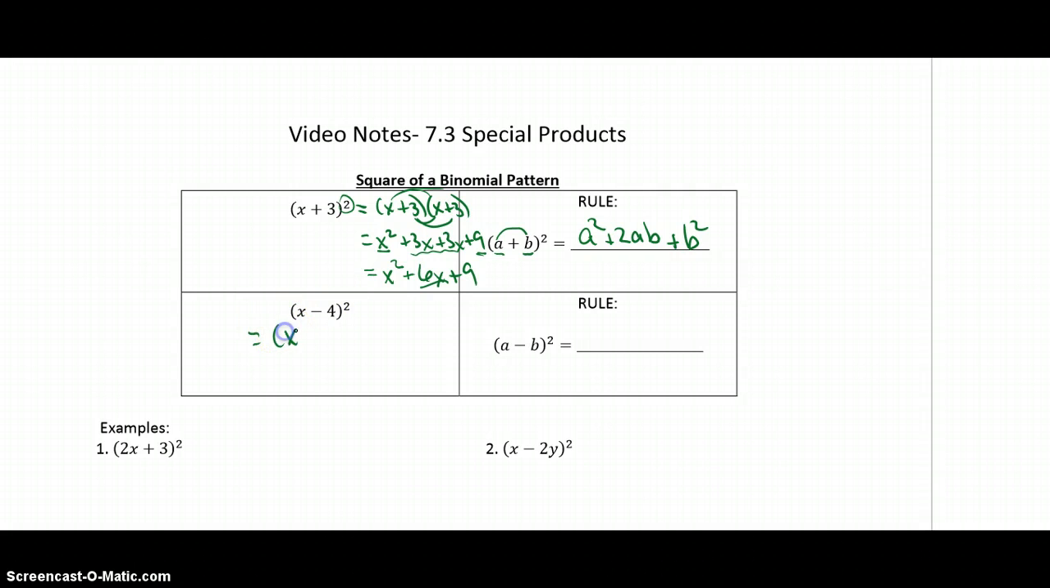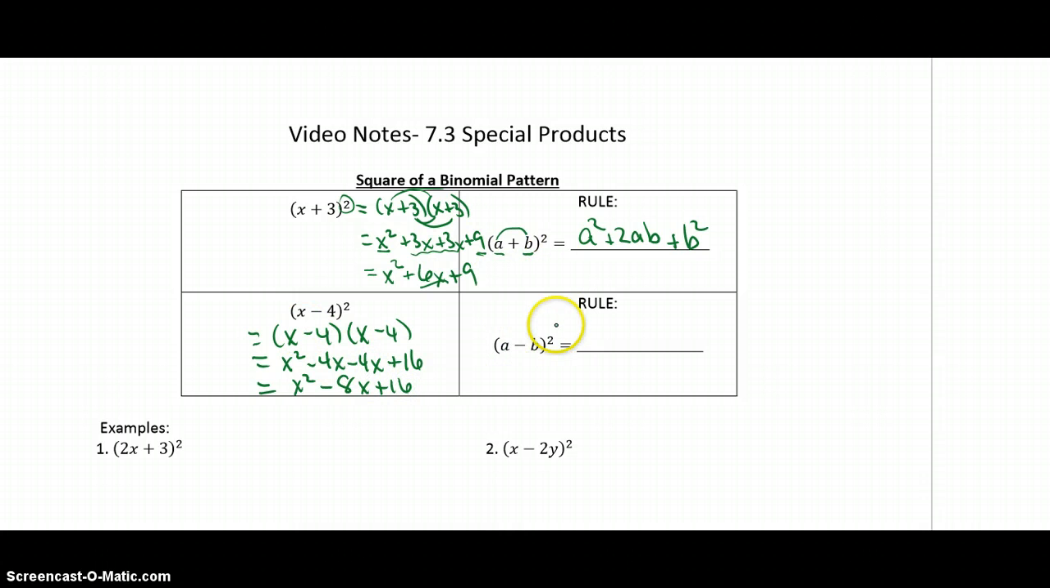So I can write x minus 4 times x minus 4. And if I distribute, I'll get x squared minus 4x in the middle, minus 4x. And negative 4 times negative 4 becomes positive 16. Notice 4 times 4 is 16. 4x and 4x together, that will make negative 8x. And that's our final answer.